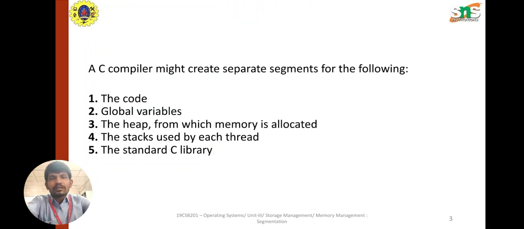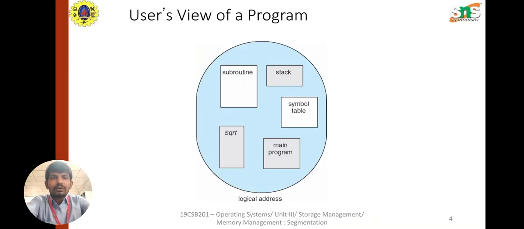In a C compiler, it might create a separate segment for the following concepts. It creates the code, the global variables, the heap from which memory is allocated, and a stack used by each thread. It is also used for the standard C libraries. So this is the user view of a program.